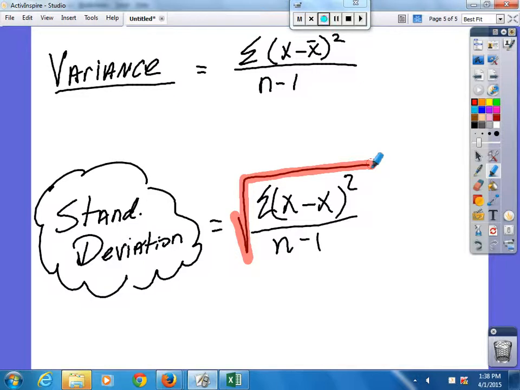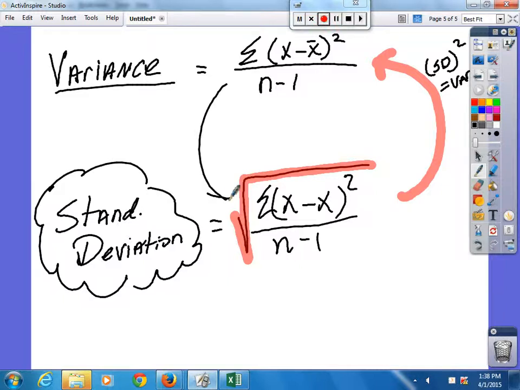If you want to find the variance and you're given the standard deviation, you just square it. If you're given the variance and you want the standard deviation, you take the square root of it. It's opposite. So if I'm given the standard deviation and I want this guy, I just square it, and that will give me the variance. If I'm going this way, just take the square root of the variance, and it'll give you the standard deviation.